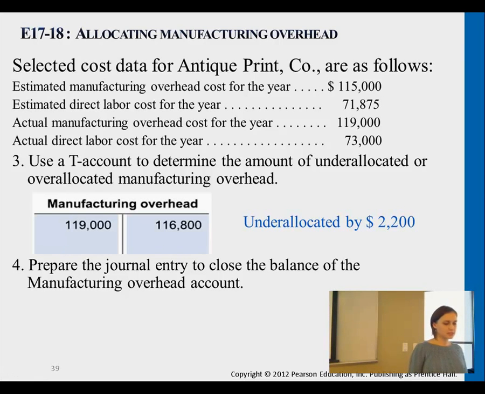Okay, so next let's prepare the journal entry to close the balance of the manufacturing overhead account. So again, what accounts am I going to deal with? Work in process, and then overhead. Why work in process? I'm closing the balance. Cost of goods sold, manufacturing overhead. Oh, cost of goods sold. So manufacturing overhead and then cost of goods sold. Oh, because underallocated. So cost of goods sold and manufacturing overhead, we got that right.